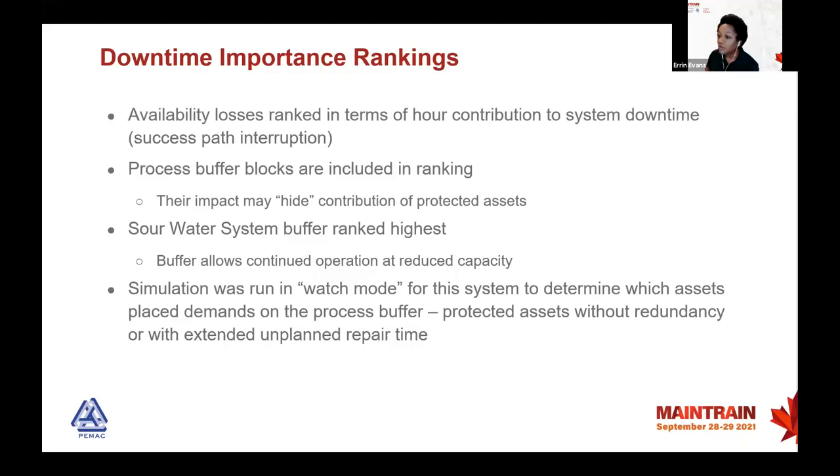The other outcomes out of the simulation were downtime importance rankings. Those rankings are the availability losses ranked in terms of their hour contribution to system downtime. So anytime the success path was interrupted, there were process buffer blocks that were included in that ranking.